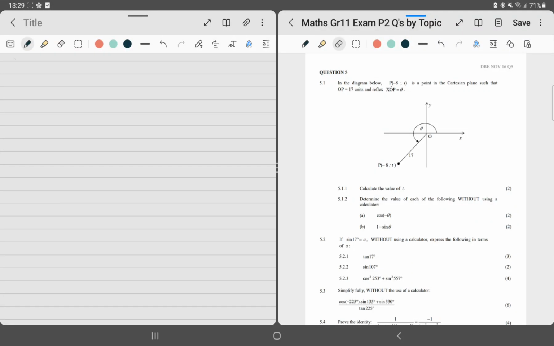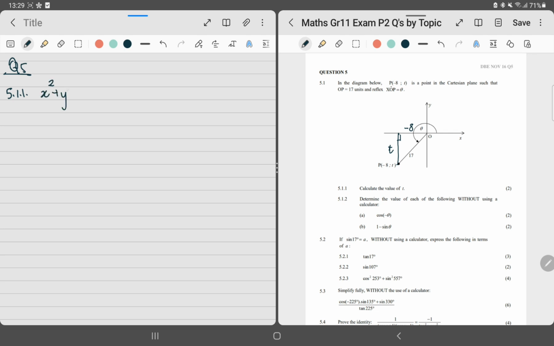16, question 5, grade 11. In the diagram below, P(-8; t) is a point in the Cartesian plane such that OP is equal to 17 units and reflex XOP is equal to theta. So x is negative 8 and y is t. 5.1.1. Calculate the value of t.